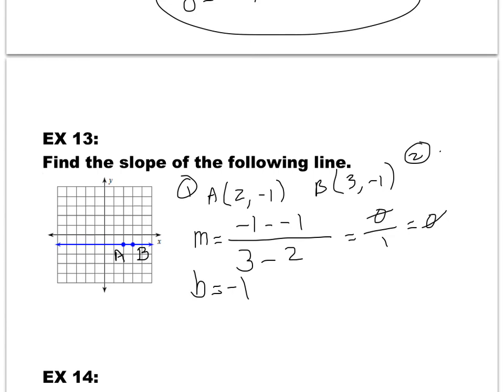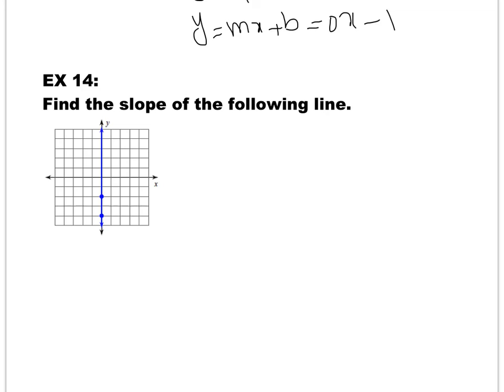Now, if I ask you to write the equation of the line, you write y equals mx plus b. What is m here? 0. So it's going to be 0x plus b. b is -1. So the answer is y equals -1, because 0x is 0.